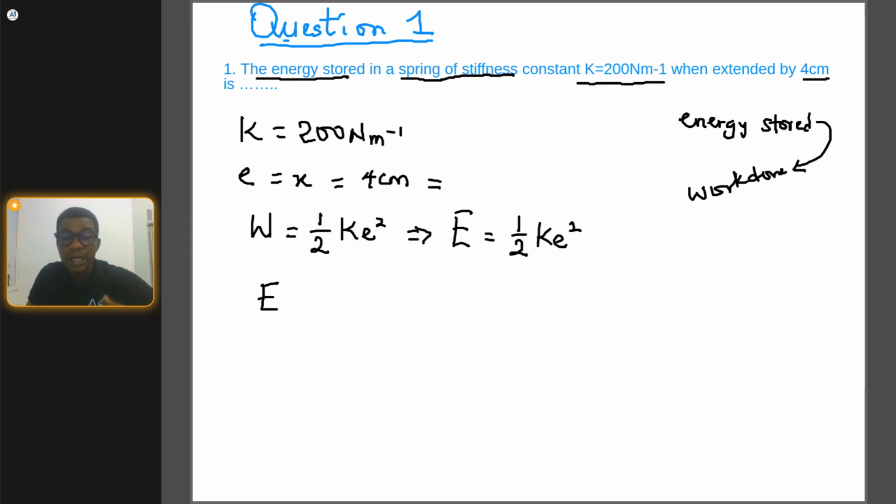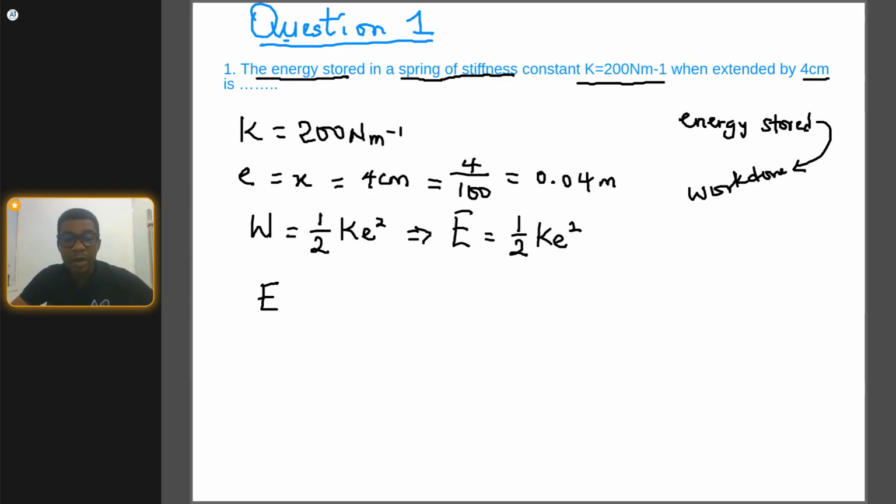So extension here is talking about length. If I'm given the extension in centimeter, there will be a need to convert it to meter. I'm going to do that by dividing centimeter by 100. So 4 centimeter over 100 will be equal to 0.04 meter.